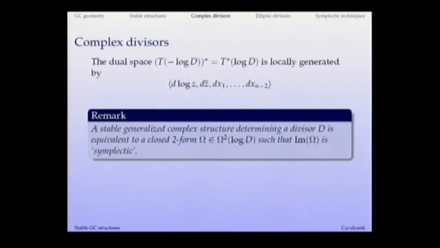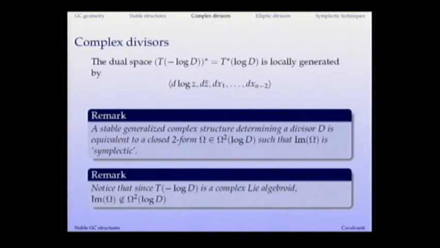There's a little issue here, which is why I cannot just stop at this slide, because T minus log D is a complex Lie algebroid. If you look at these generators, you see that complex conjugation does not preserve them. So d log z bar is not there. Taking the imaginary part is an operation I'm not allowed to do within the Lie algebroid cohomology. Formally, I understand perfectly what the imaginary part of omega is, but it certainly is not a 2-form on the Lie algebroid. So it remains the question of where it belongs. It's certainly not here, because it would involve a d log z bar, which is not allowed. Okay, so we go on.